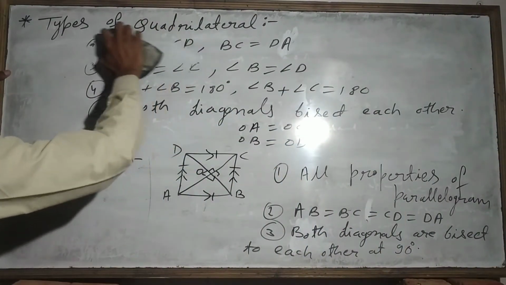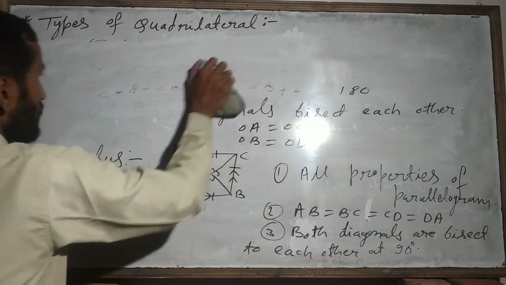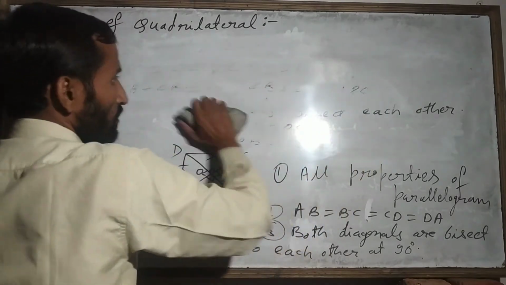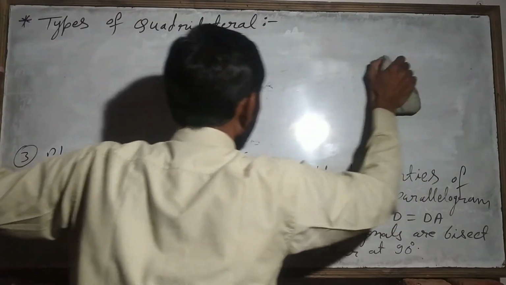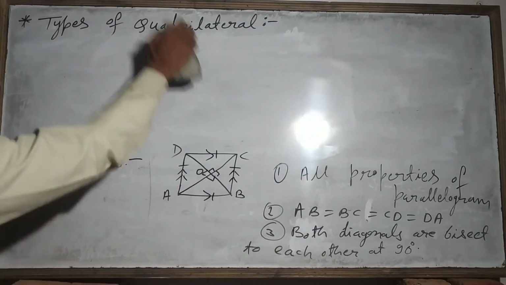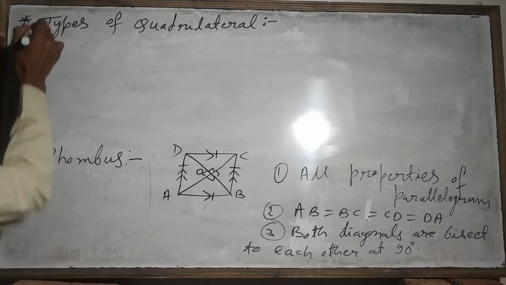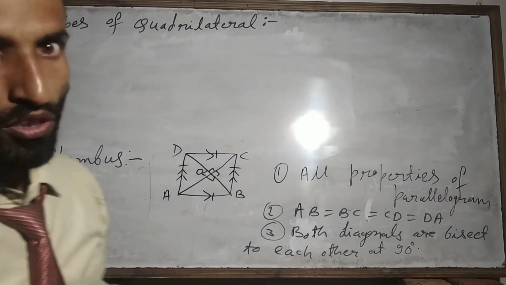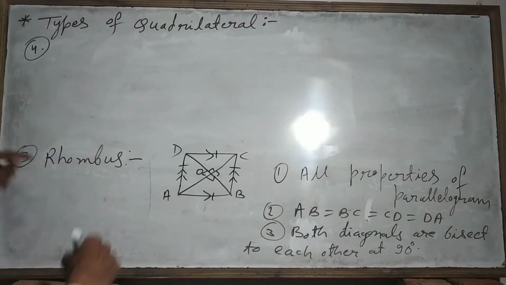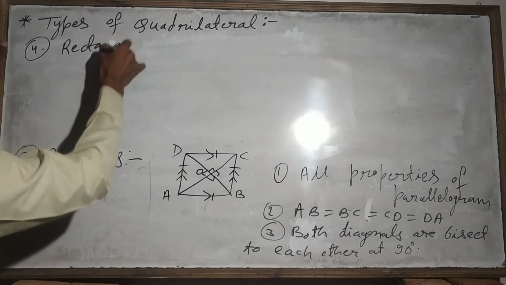Now the fourth type of quadrilateral is the rectangle. It is also a part of the parallelogram only, which means all properties of the parallelogram will come in the rectangle also, as in the rhombus. So we will write down the fourth one, that is the rectangle.